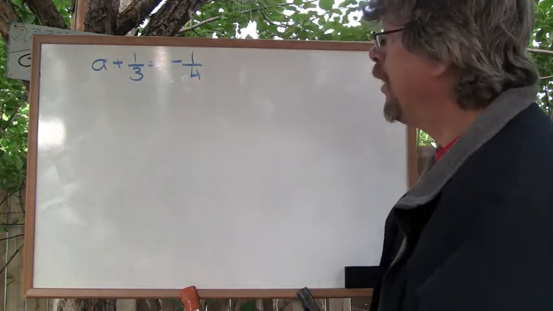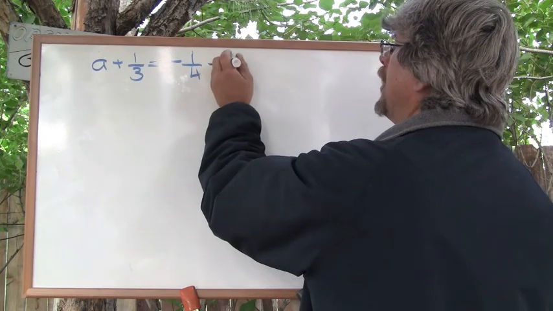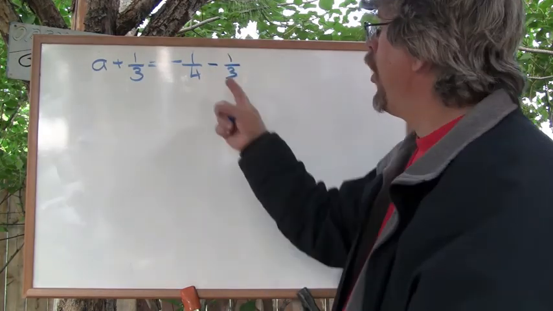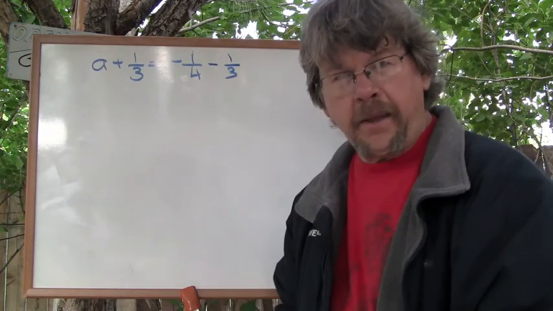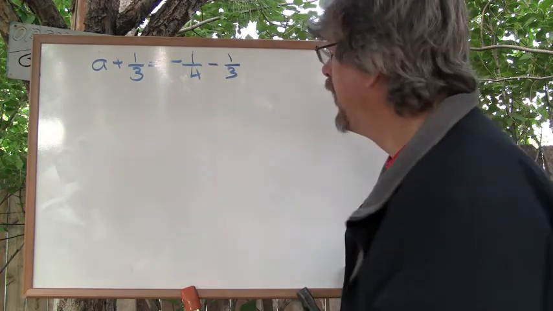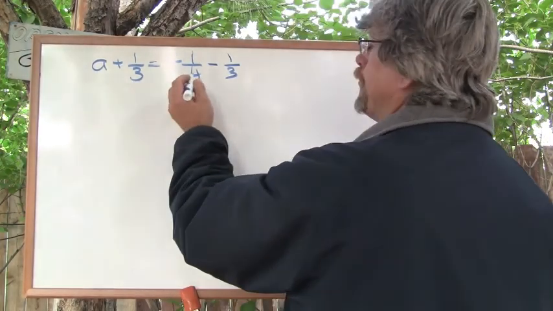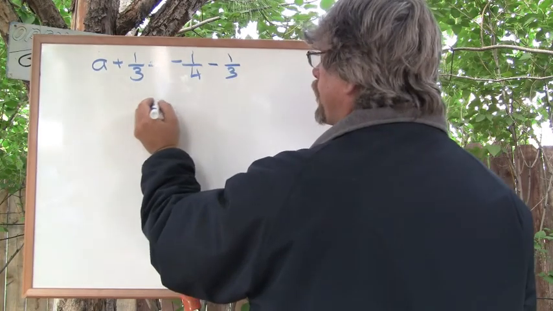True, right? We know someone added a third, so we're going to take it away. No problem. Minus 1/3. We know we're subtracting, so we need a common denominator. A common denominator with 4 and 3 is 12. 4 times 3 is 12. You get 4, so you multiply both by, let's do it this way.